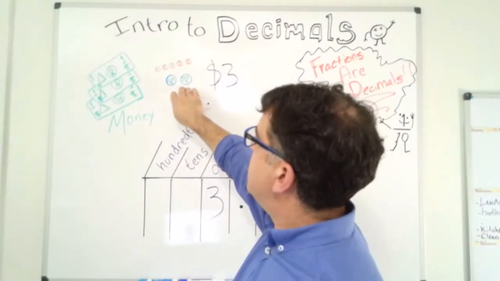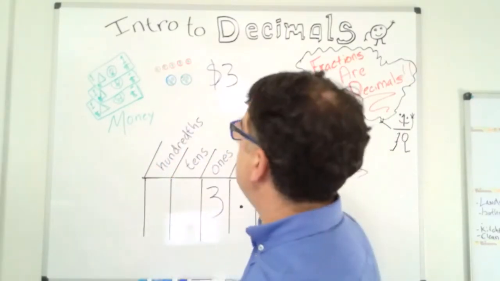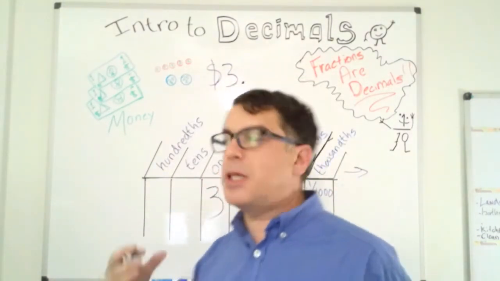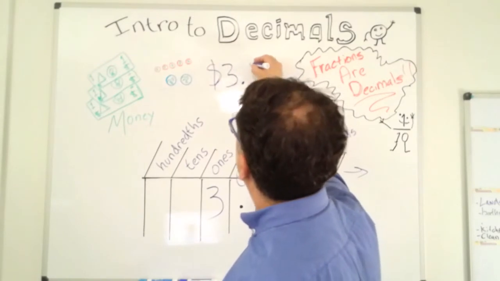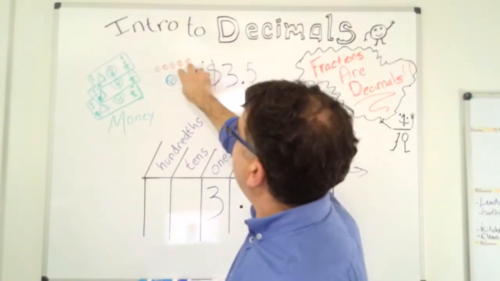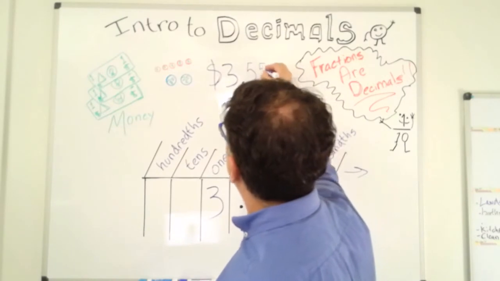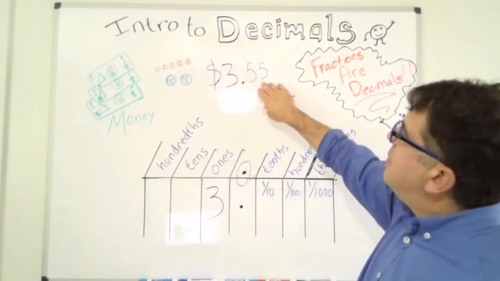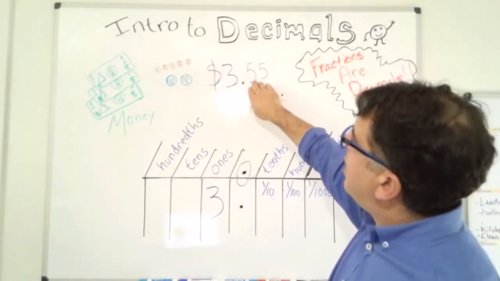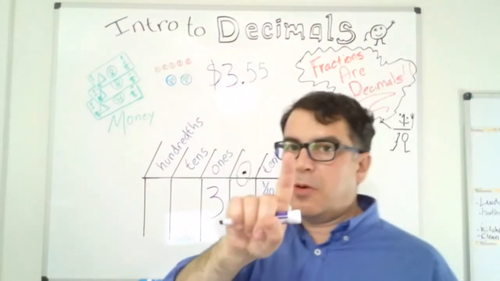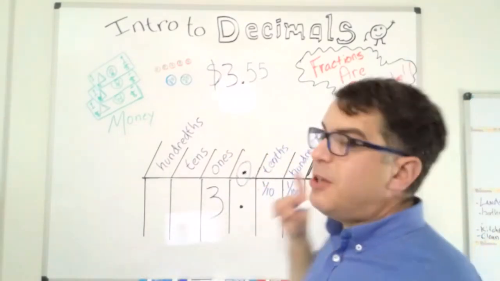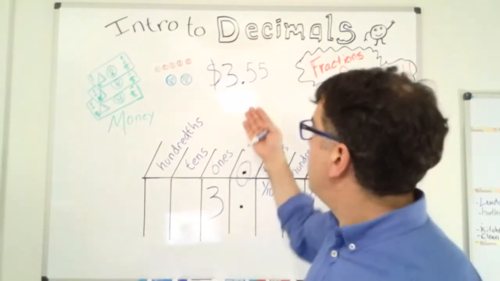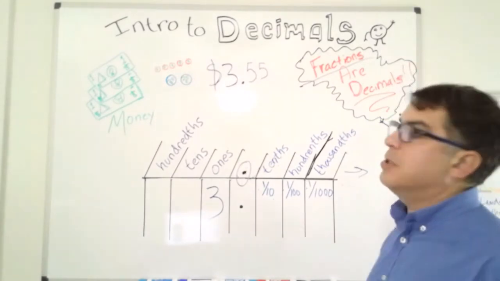So 25 cents plus 25 cents is what? It's 50 cents. So I have to use my decimal point to represent something less than $1. Then we have 5 pennies. Normally you see that as 55 cents. But what you're really saying is this is 55 pennies out of $1, or 55 out of 100 pennies, because 100 pennies makes $1. So we're really talking about a fraction.